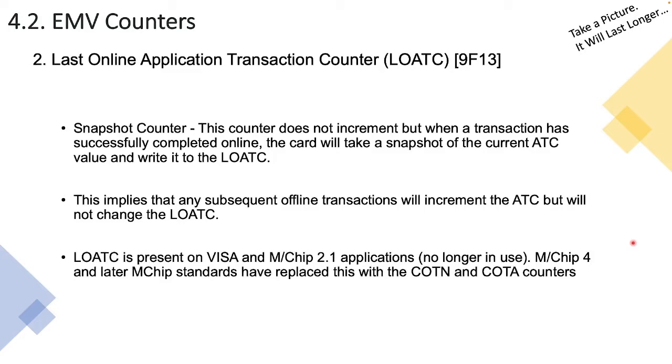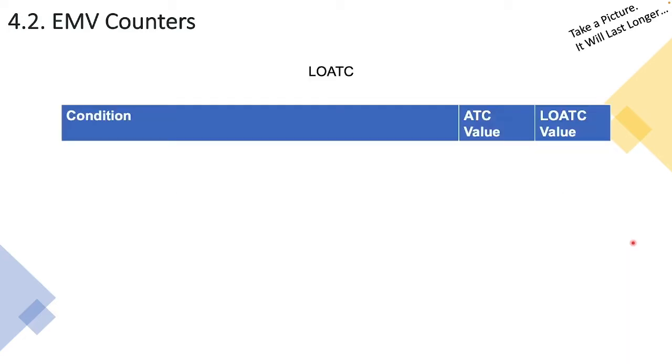LOATC is present on the Visa standard, as well as the MChip 2.1 applications, which are no longer in use. MChip 4 and later, so MChip Advanced, which has replaced MChip 4, don't use LOATC. They have split the LOATC up into COTN and COTA counters, which we will discuss. But the principle that applies to LOATC will apply to COTN and COTA. Okay.